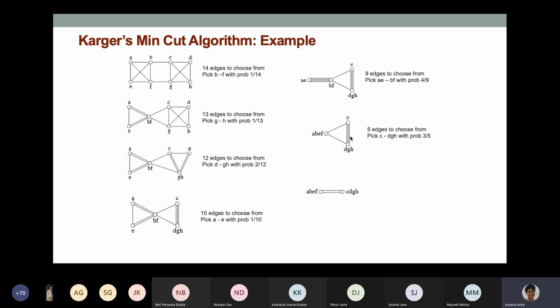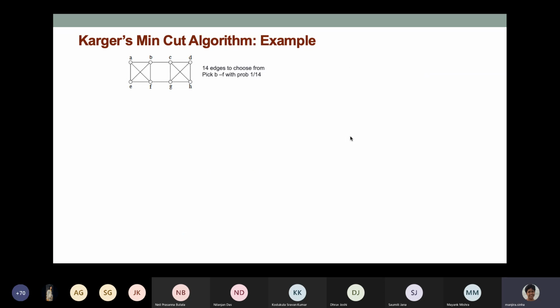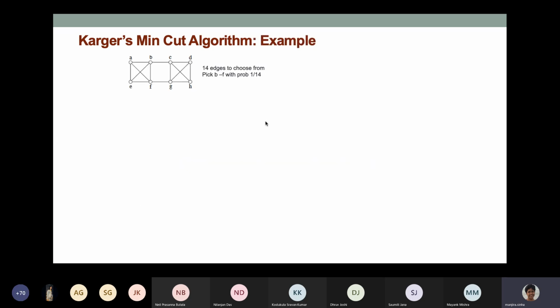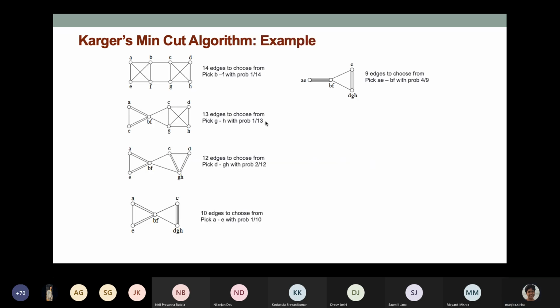So this is my graph. Now I have just two nodes. What was my stopping condition? That I will repeat the process until only two nodes remain. And now I have only two sets of nodes. These two represent my two partitions in the graph. So in this way, I cluster a graph into two sets of subgraphs.